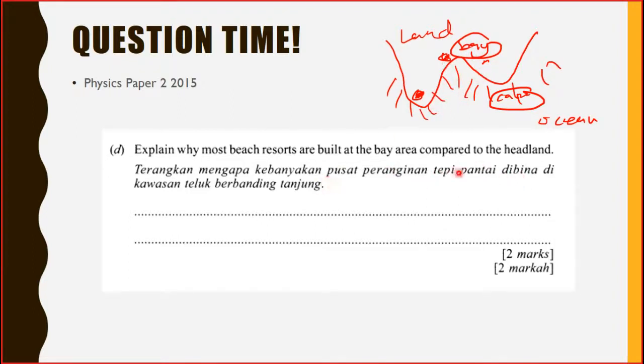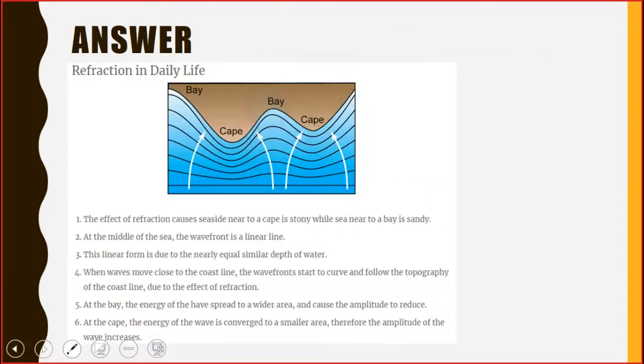So the answer is that this is due to refraction. You can imagine ocean waves in a straight line. As they go towards the land, they are going to meet the Cape first. And again, because of refraction, the amplitude of the ocean wave is going to be biggest at the Cape and lowest at the bay.